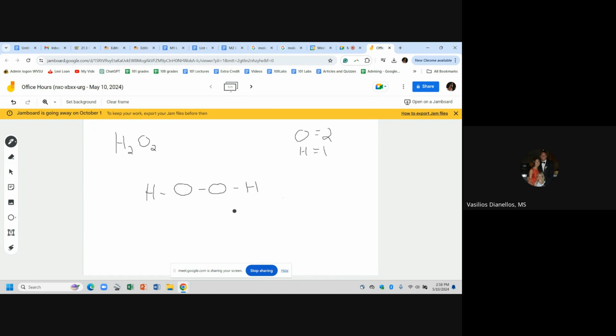And boom, we're done, right? Two hydrogens, two oxygens. Both oxygens have two bonds, and both hydrogens have one bond. So that is how you draw H2O2.